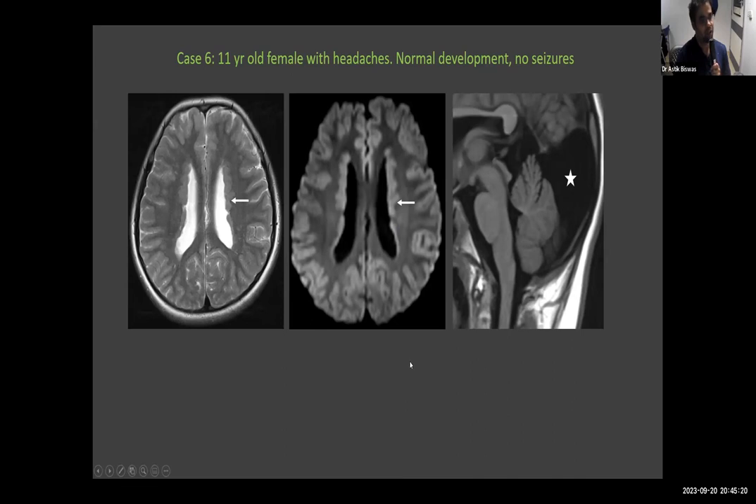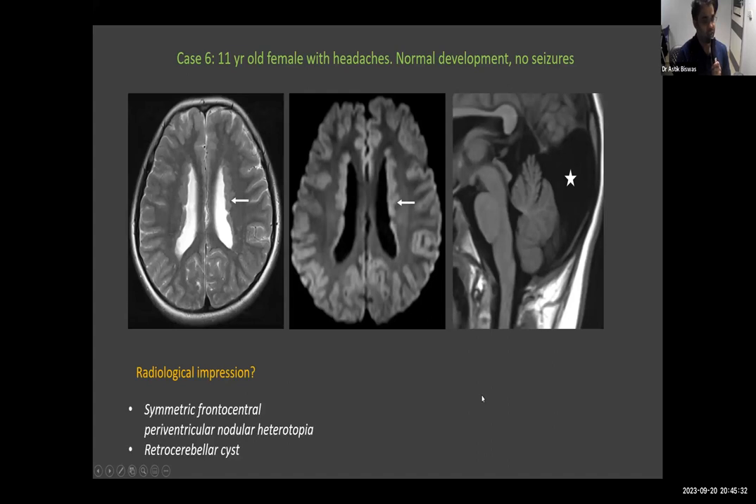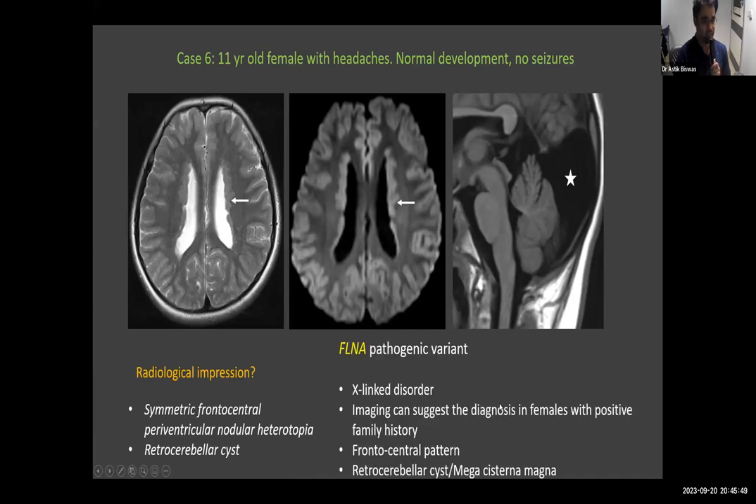This patient also has this large retrocerebellar cystic structure. There is some scalloping of the bone, so it's long-standing. So the radiological impression here is going to be symmetric, and then we describe the pattern of involvement. This was frontal and central predominant, and there's a retrocerebellar cyst. In this patient, a female, she had a positive family history as well. This constellation of findings is very strongly suggestive of FLNA mutations, which is X-linked, and the imaging can many times suggest the diagnosis in females with a positive family history.